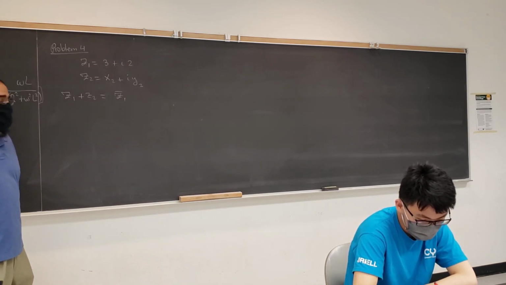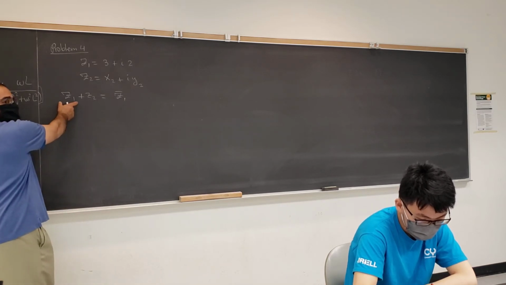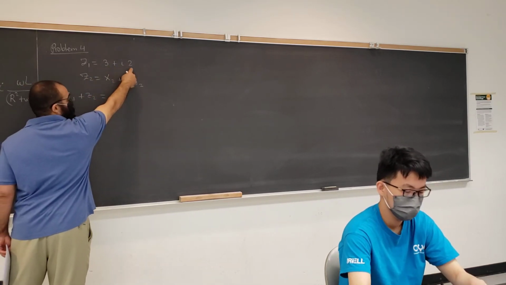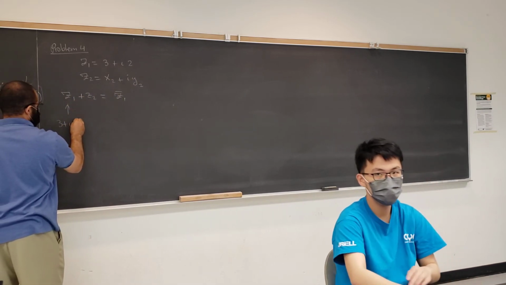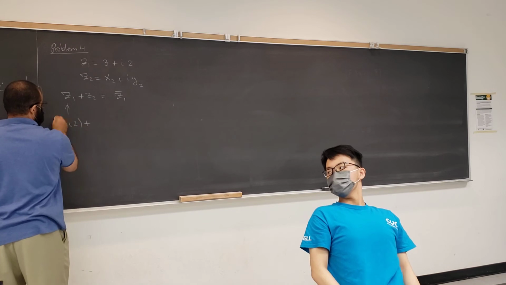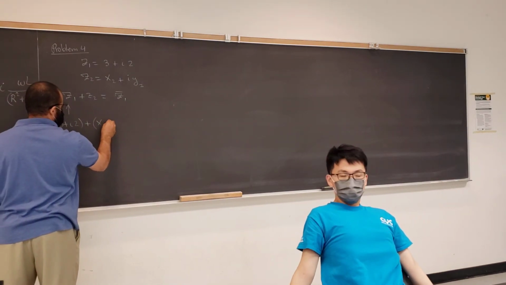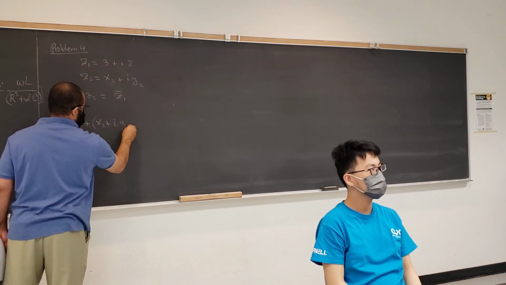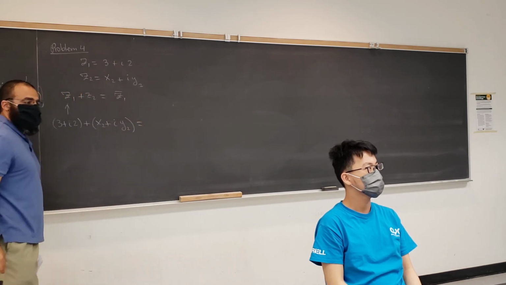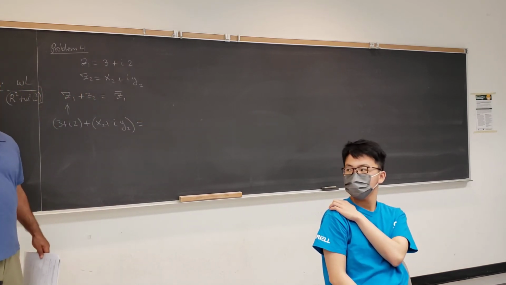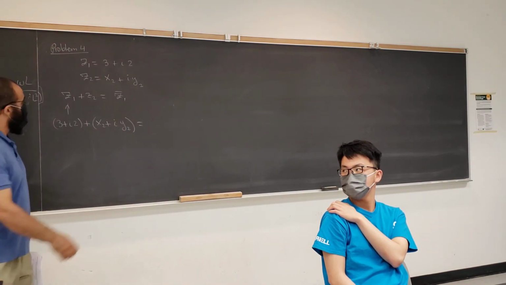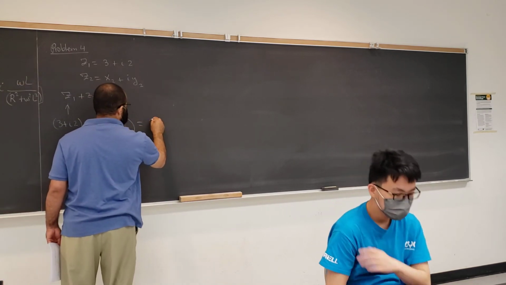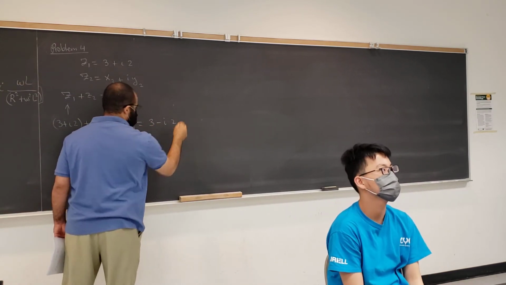So let's write down the equation. What is Z1? 3 plus I2, right? So Z1, which is 3 plus I2, plus Z2, which is x2 plus I times y2, equals Z1 bar. What's the complex conjugate of Z1? 3 minus 2i, or 3 minus I2, like so.